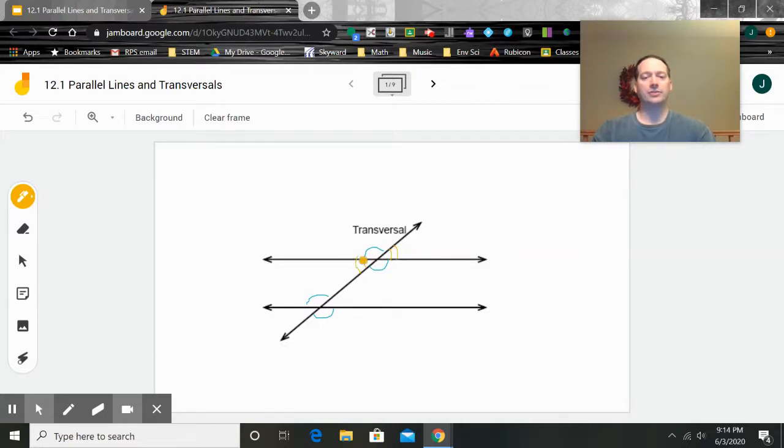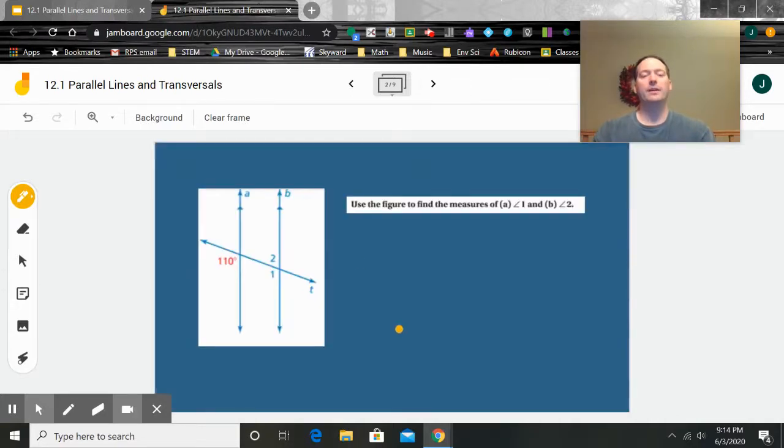Okay, so these 2 are congruent because they're vertical. Now this one and this one is congruent because they're corresponding. And then those 2 are congruent. So now let's put that into practice to figure out some of the angles here.